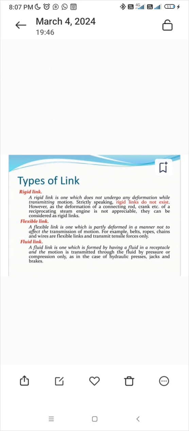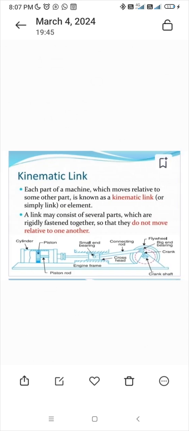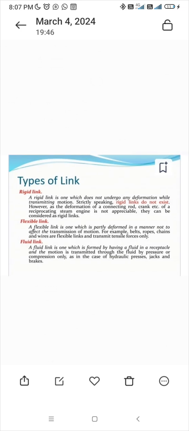For example, in the previous slide, the connecting rod is a rigid link, and the crank pin is a rigid link. The bed spindle of the lathe does not have any appreciable deflection, and as such they can be termed rigid links. Then another one is the flexible link. A flexible link is partly deformed in a manner not to affect the transmission of motion. It can be deformed partly, but it should not affect the transmission of motion. We can say it is a flexible link.